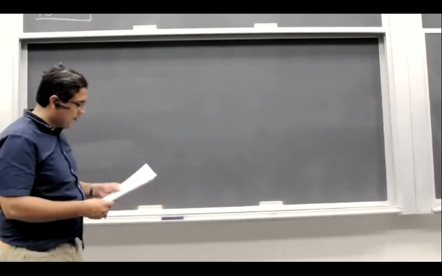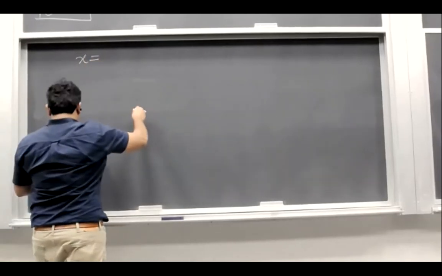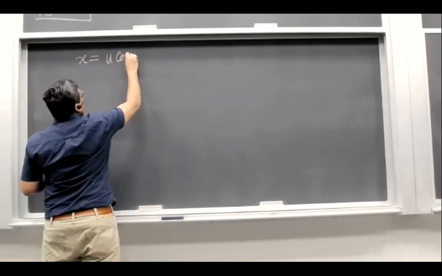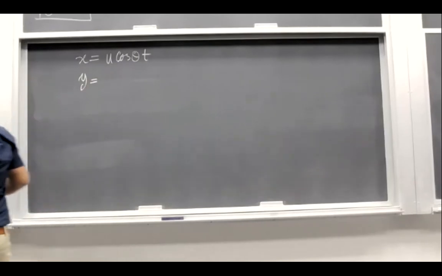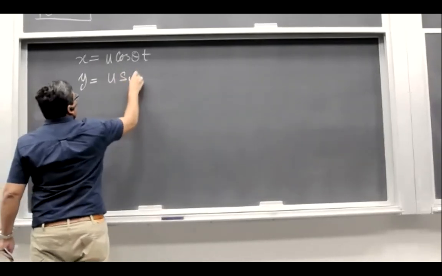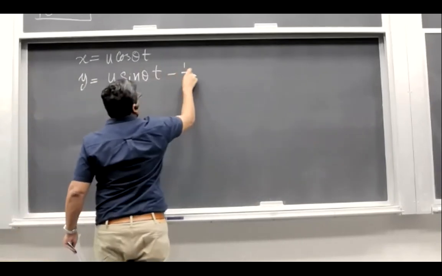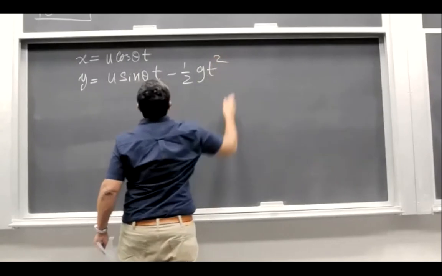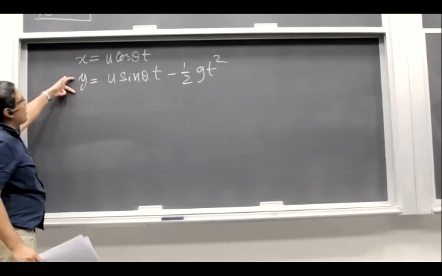And the simplest way to do is that we write the x component of the position vector, u cosine theta t, and the y component of the position vector, which is what was the y component of the position vector? The y component is u sine theta t minus half gt squared. All right.